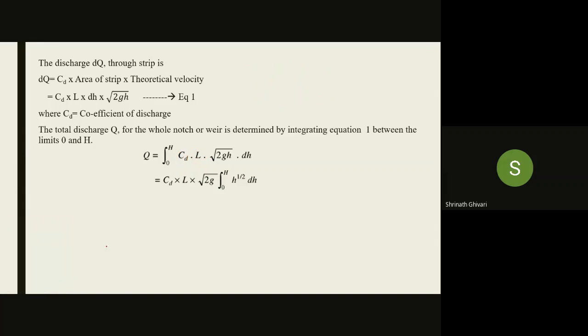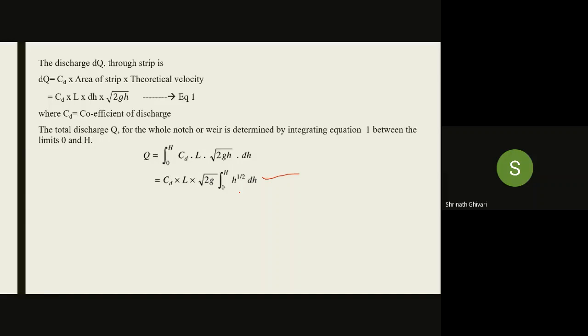Next, square root of 2g will remain constant, so it is coming out. Integration from 0 to H of h raised to half. It is h raised to square root, because the square root was for everything in square root of 2gh. But when square root of 2g came out, square root of h will remain. So square root of h we can write as h raised to 1 by 2. Do you agree or no, everyone? Is this expression right or wrong? Right, sir. Okay, so h raised to 1 by 2.